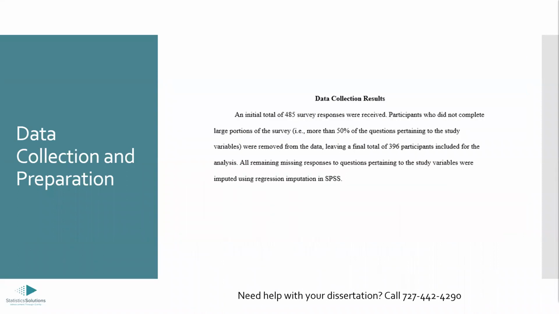So now let's take a look at some examples of how you might write up this portion of the results section. Here we just have an example of a short excerpt where we talk about first the total number of survey responses that were received. We talk about how we removed participants who didn't complete a certain percentage of the survey. We then state the sample size after we excluded those people, and then we talk about how we're going to handle any additional missing responses in the data.